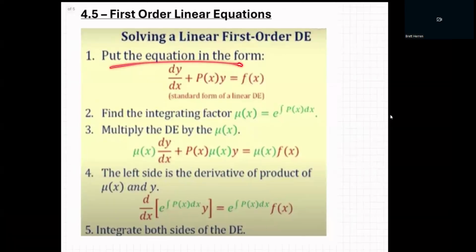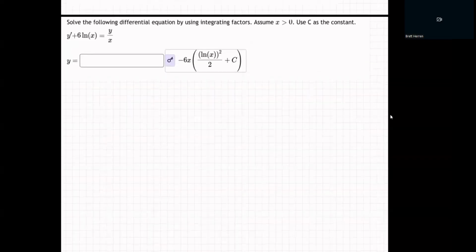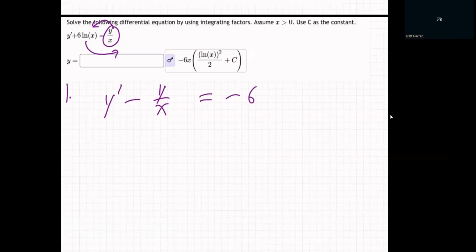First, step one, you've got to get the y prime all alone, then the y stuff, then the other stuff on the other side. So let's do that. So I've got y prime minus y over x equals minus 6 natural log x, right? So I got the y prime alone, got the y stuff, got the other stuff on the other side.